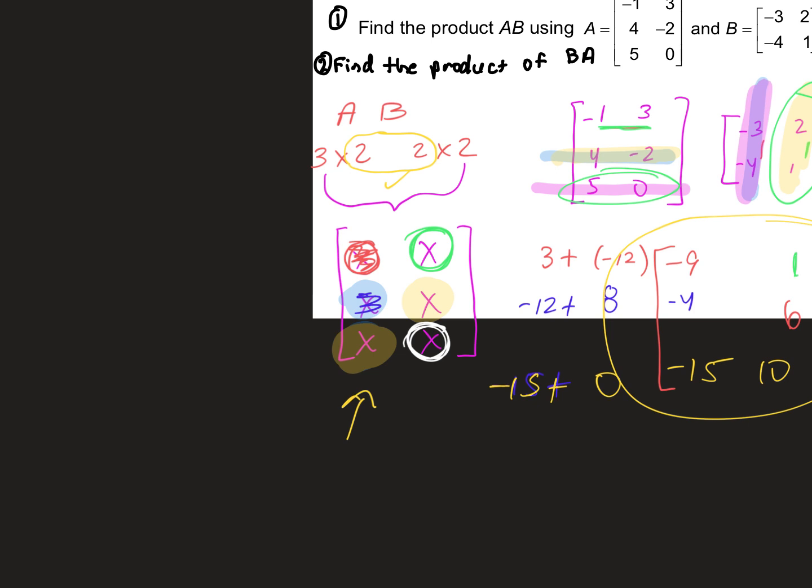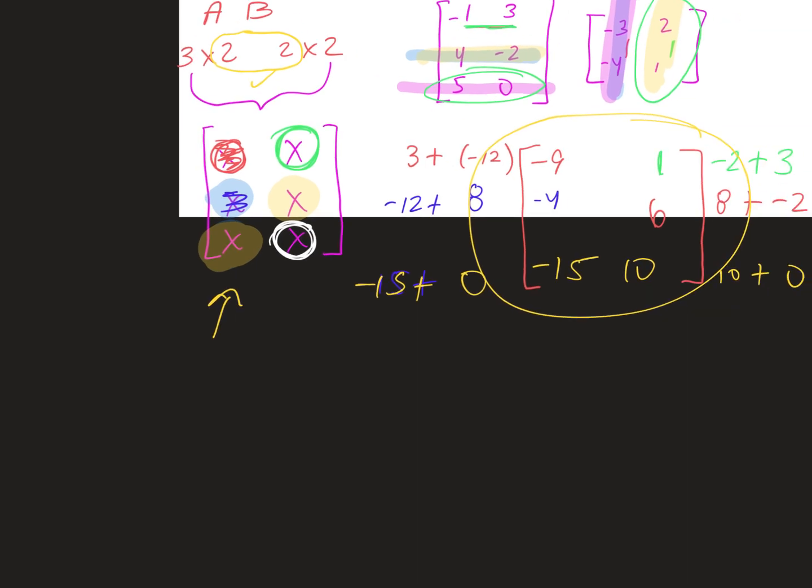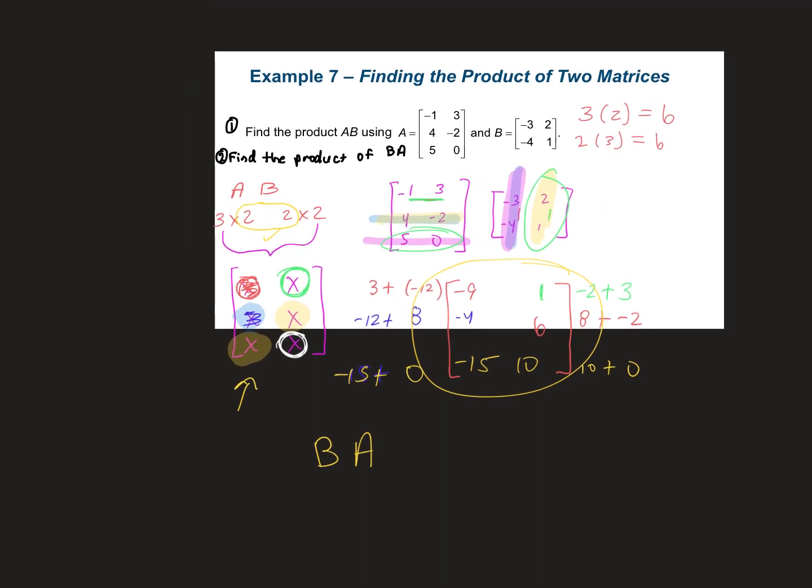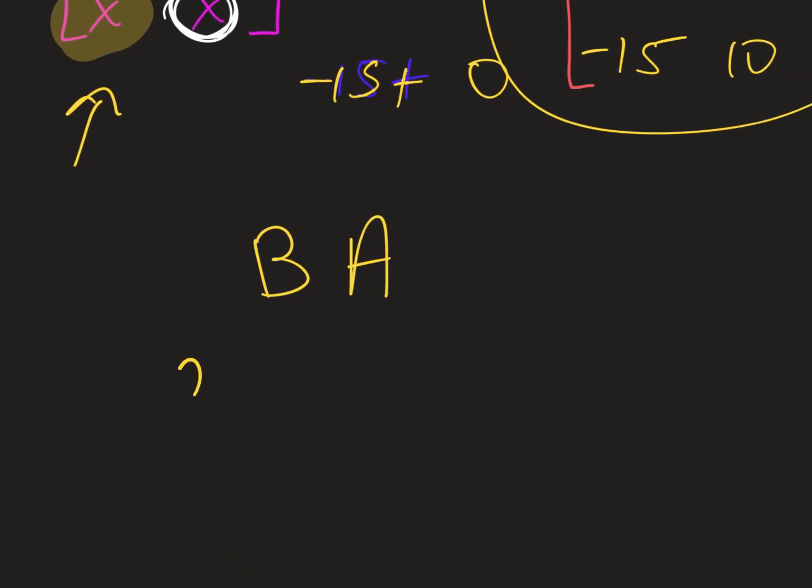Now, let's look at the second one. The second one says find the product of B times A. So you guys are like, well, we just did that. Write down the dimensions of B. What are the dimensions of B? It's a 2 by 2. So I'd write 2 by 2.